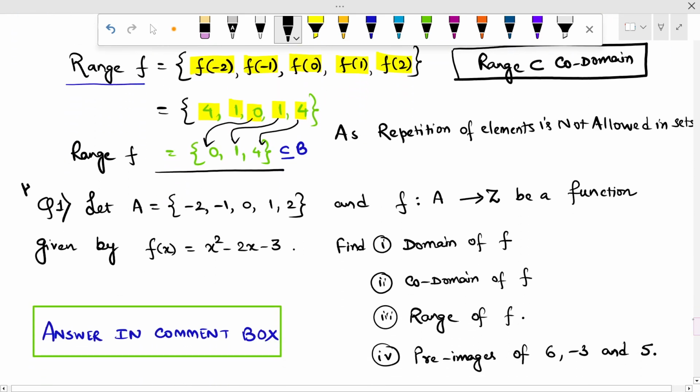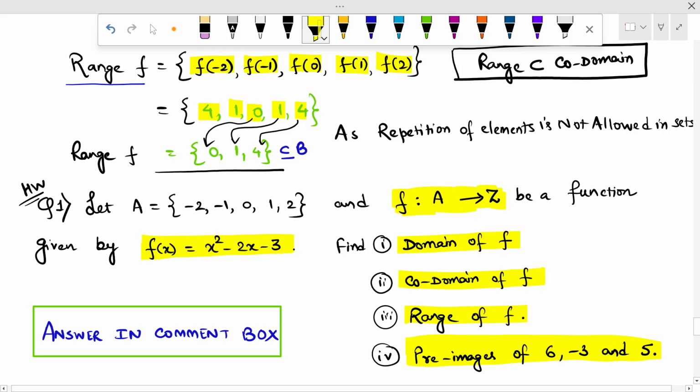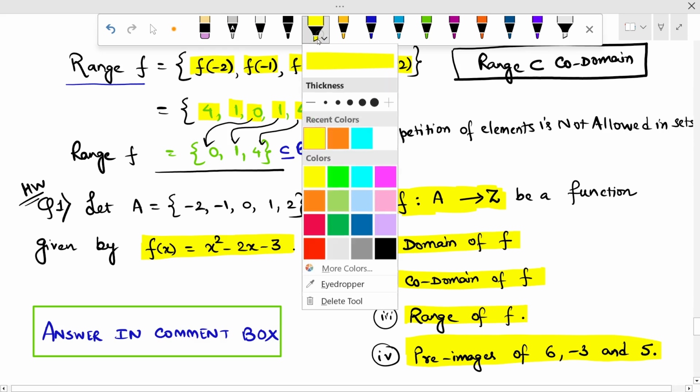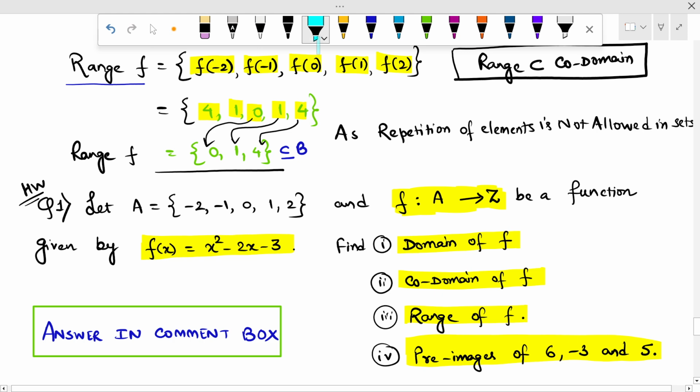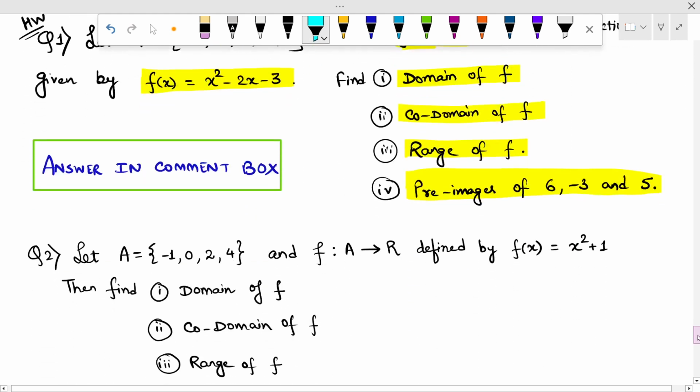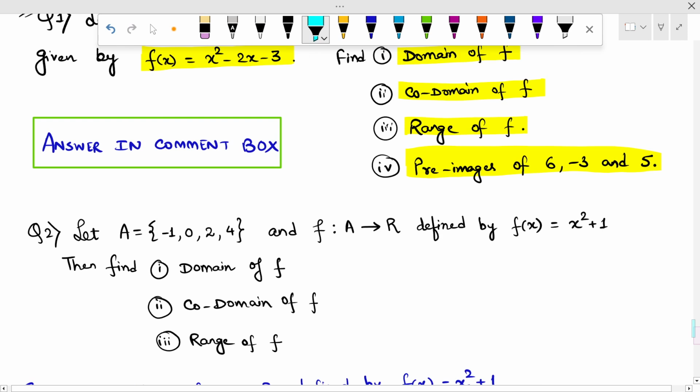This is the homework question for you all. You are given a set A as -2, -1, 0, 1 and 2, and you are given a function f from A to the set of integers, right? Let f be a function defined by f(x) equals x square minus 2x minus 3. You need to find the domain of f, codomain of f, range of f and pre-images of 6, -3 and 5, right? You need to post your answer in the comment box, right?